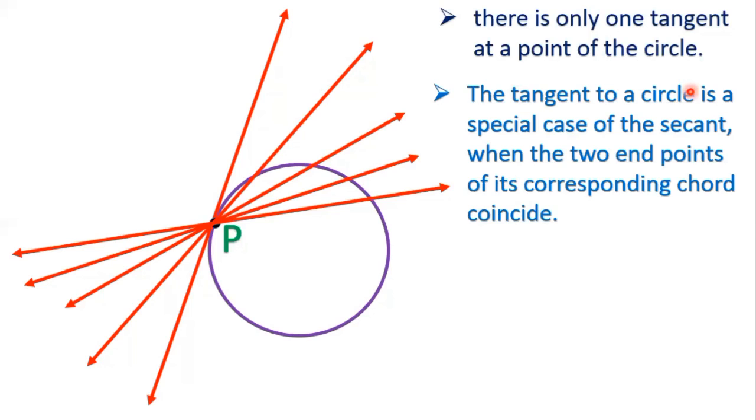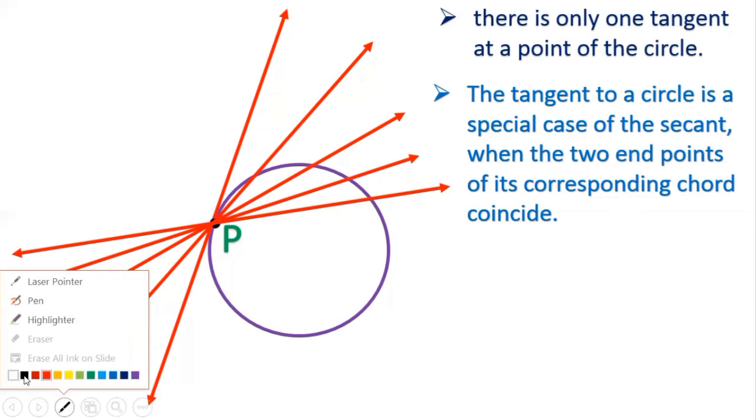Observe the figure. Secant intersects the circle at 2 points. So, tangent to a circle is a special case of the secant when the two end points of its corresponding chord coincide. When two end points of the corresponding chord of a secant coincide, then it becomes a tangent.